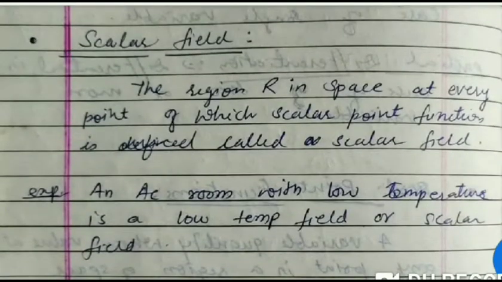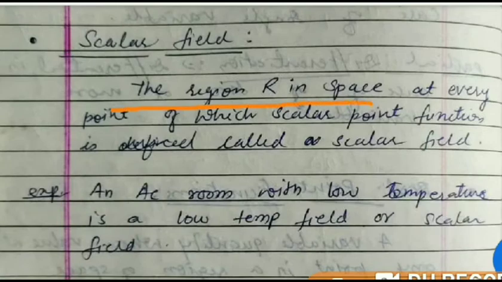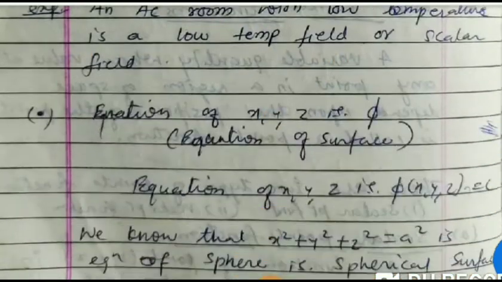Scalar field. A region R in space at every point of which a scalar point function is defined is called a scalar field. For example, an AC room with low temperature is a low temperature field, or scalar field.